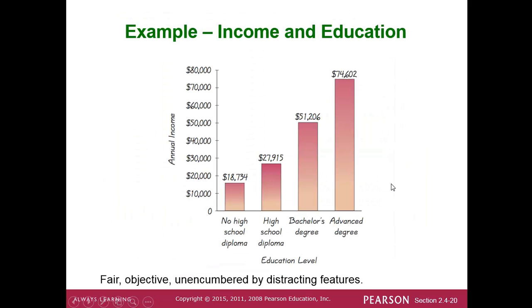Okay, here's a graph where it's fair, it's objective, it's clearly labeled, there's no distractions, and I can clearly see how the incomes stack up.